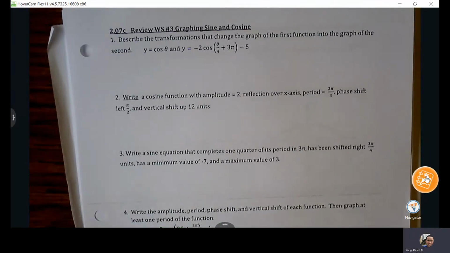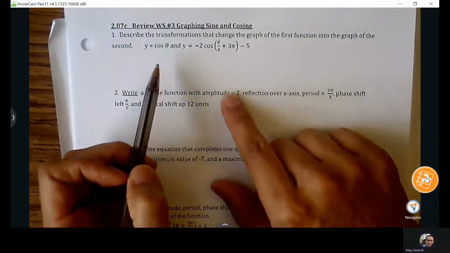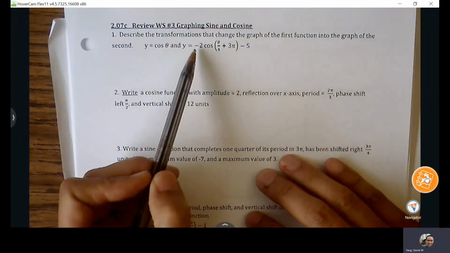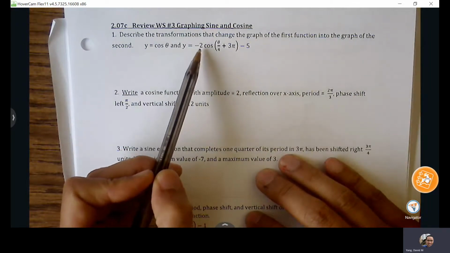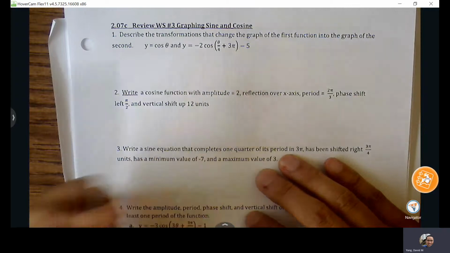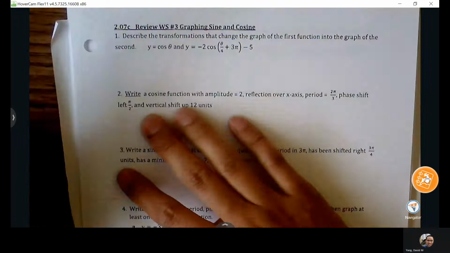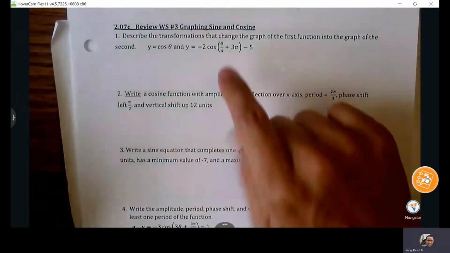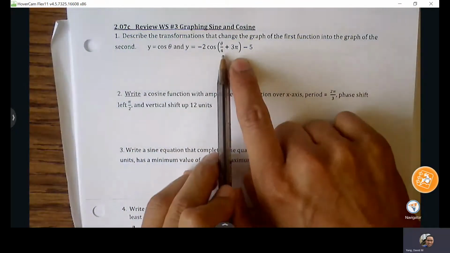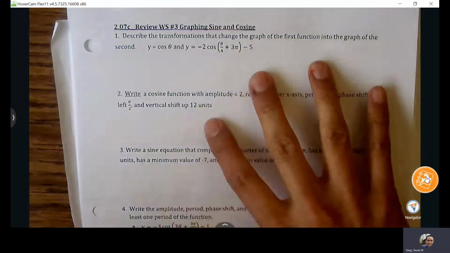Okay, so number one says describe the transformations that change the graph of the first function. So we have all these things that's occurring, right? There's a new a value, there's a minus, there's a new b value, there's a c, there's a d. So we have a lot of things going on here. Let's go ahead and just get as much information as we can. Well, before we do that, though, we have to rearrange this equation, right? This equation is not quite showing our true c value.